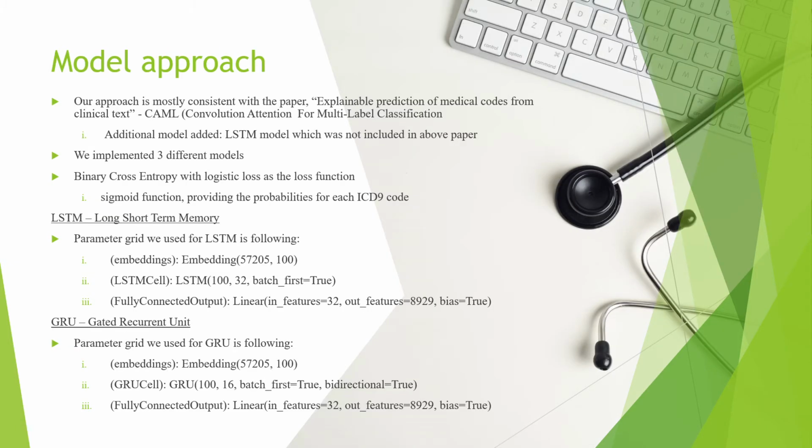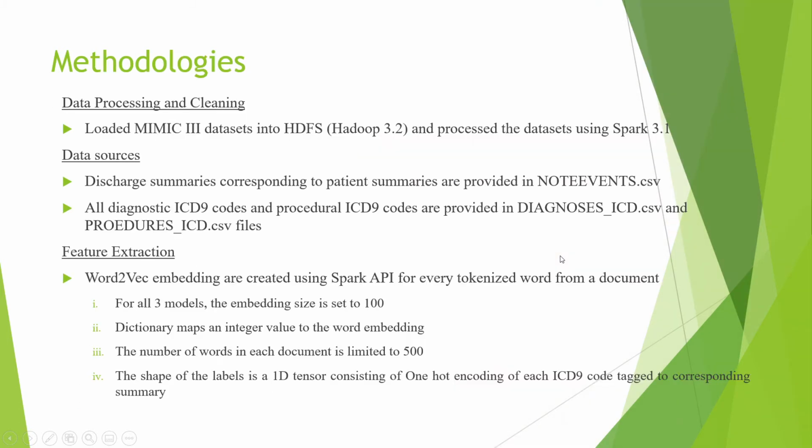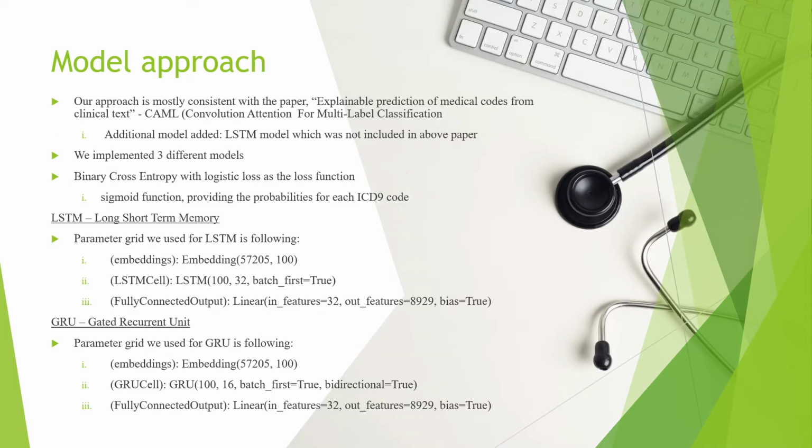As we mentioned, we implemented three different models. Let's talk about LSTM first. In terms of parameter grid, these are the parameters that we set up. Embedding size is set to 100, just like here. Then we have in-feature as 32, and the size of the label is 8,929. The setup is basically the same for GRU, except that the bidirectional equals true parameter is enabled for GRU.